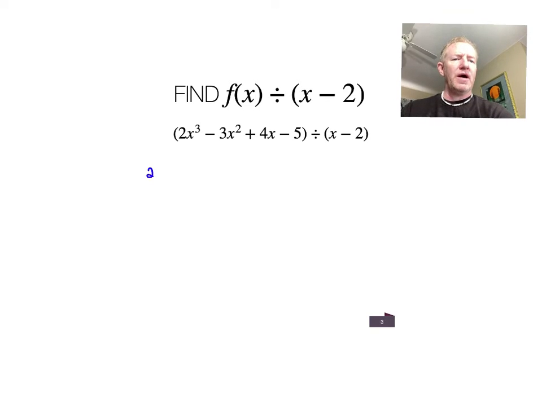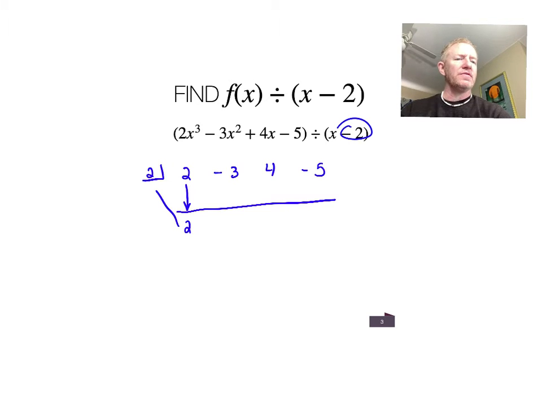So we put 2 in the box. Remember, always the opposite sign of what's right there. We write down our coefficients. We're in standard form. We've got all our terms, so we're in good shape. And we drop the 2, remember. We multiply right here. That gives us 4. We add. We multiply again, 2 times 1. We add. We multiply 2 times 6. We get 12, and we add, and we get 7.